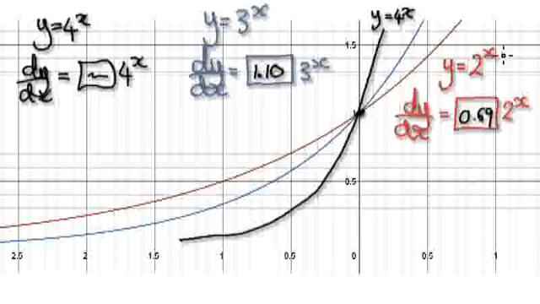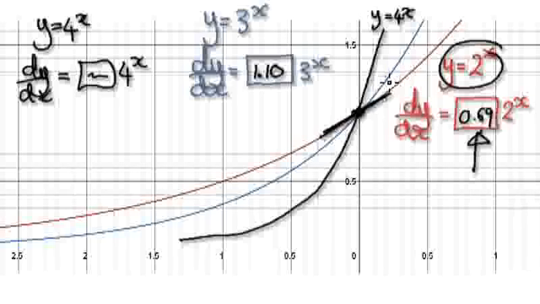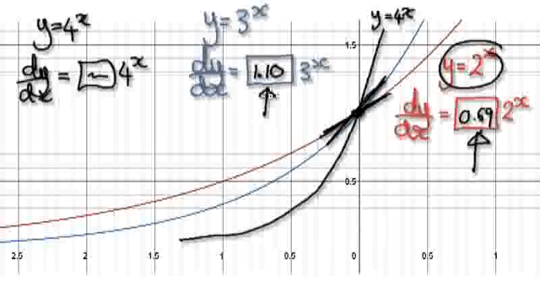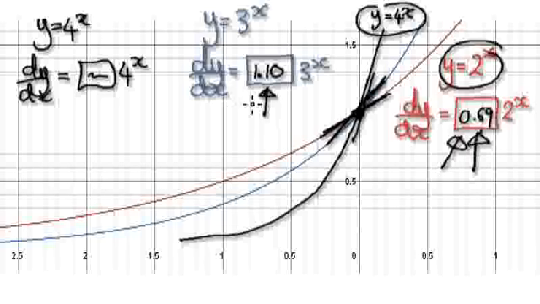Now, if you look at the red line here, you can see that the gradient is quite shallow. It's only roughly 0.69. If you look at the blue line here, the gradient is steeper than the red line. The gradient of the blue line is 1.10. If you look at y equals 4 to the power of x, the gradient here is a lot steeper than this red line here, and it's steeper than the blue line here.